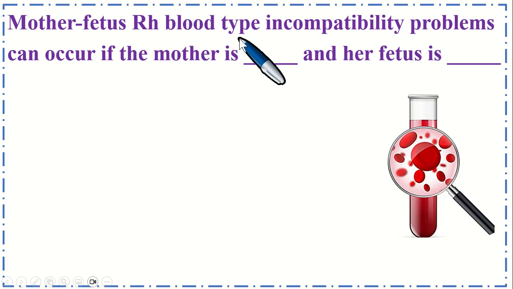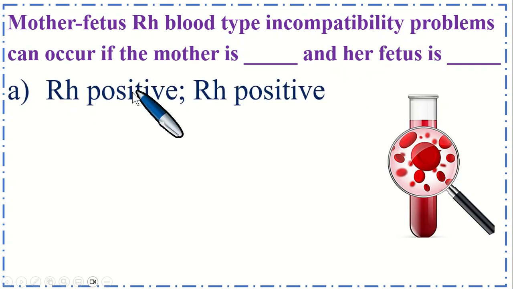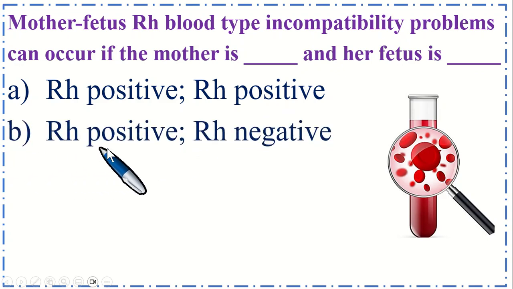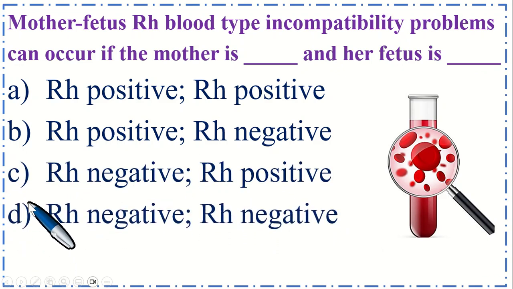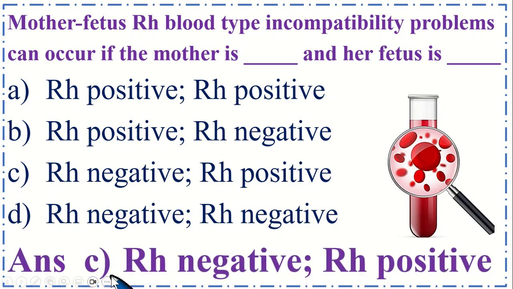The mother-fetus RH blood type incompatibility problems can occur if the mother is dash and her fetus is dash. Option A, RH positive and RH positive; B, RH positive and RH negative; option C, RH negative and RH positive; and option D, RH negative and RH negative. So the correct option is C, RH negative and RH positive. So the mother RH is negative and her fetus is RH positive.